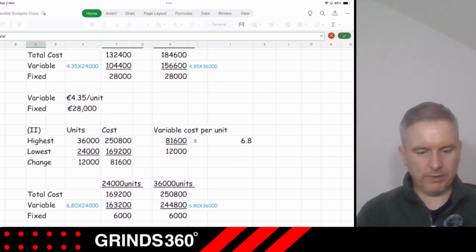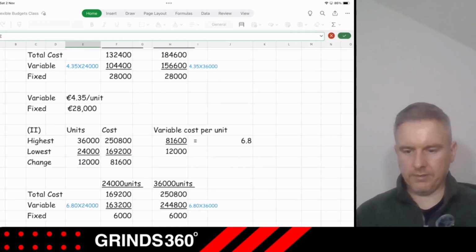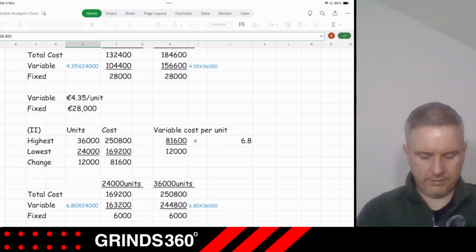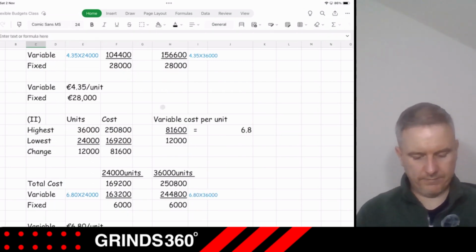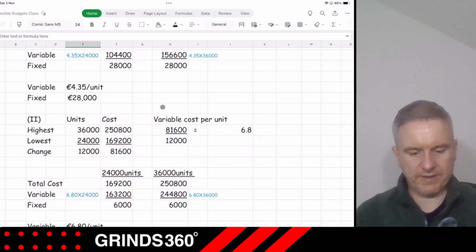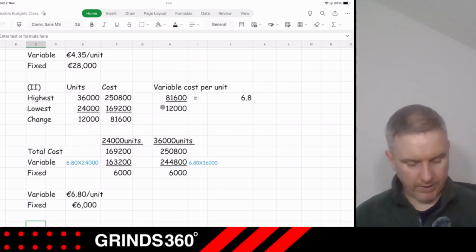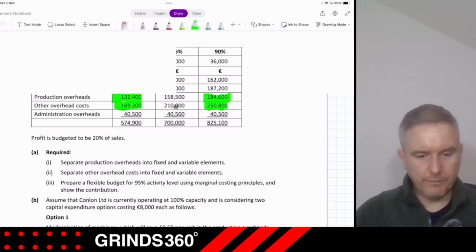So we know that we have those right anyway. So we have our variable, and it's coming in, and again, €6.80 per unit, and then the fixed. Just a straightforward 6,000. And you're showing your examiner, you have it presented nicely. Okay, so we have those done.